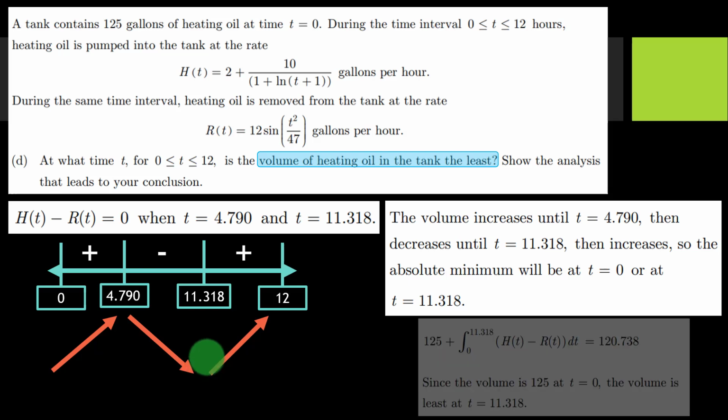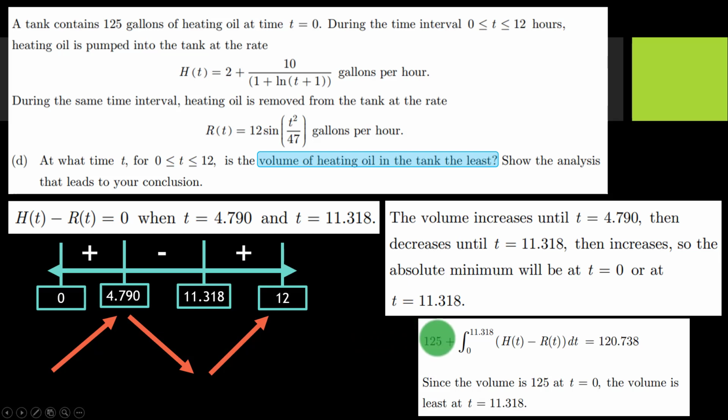Well, we know what it is at 0. At 0, it's 125. That's the initial condition. So we have to test out 11.318 and get the actual value. So we do that with the integral.